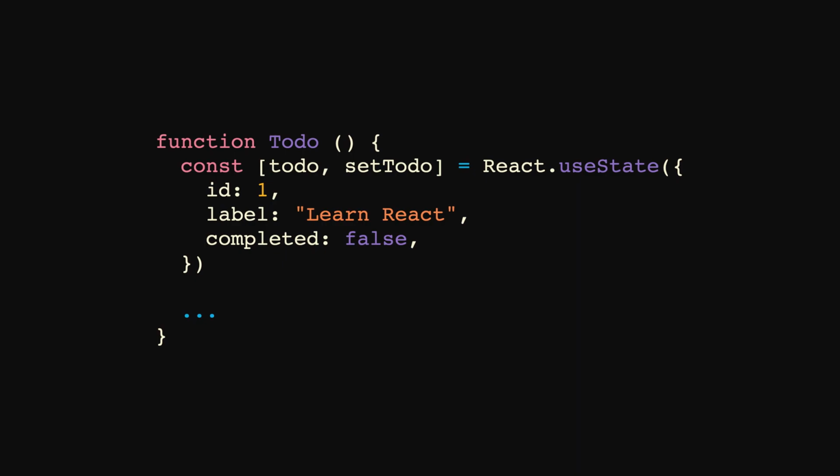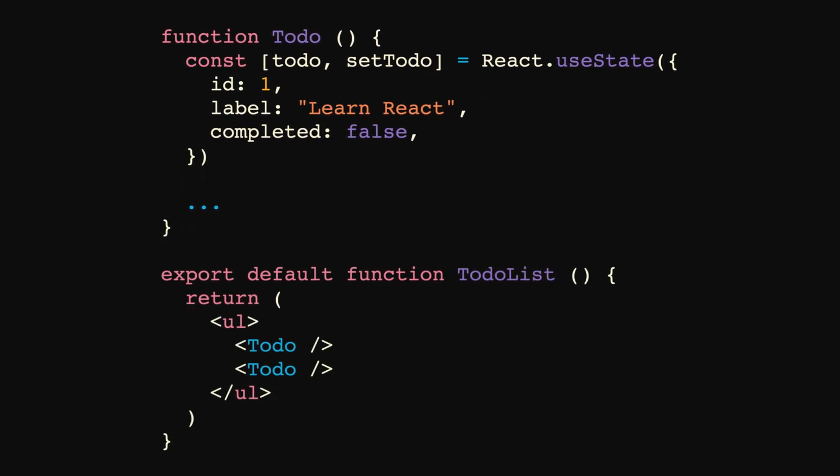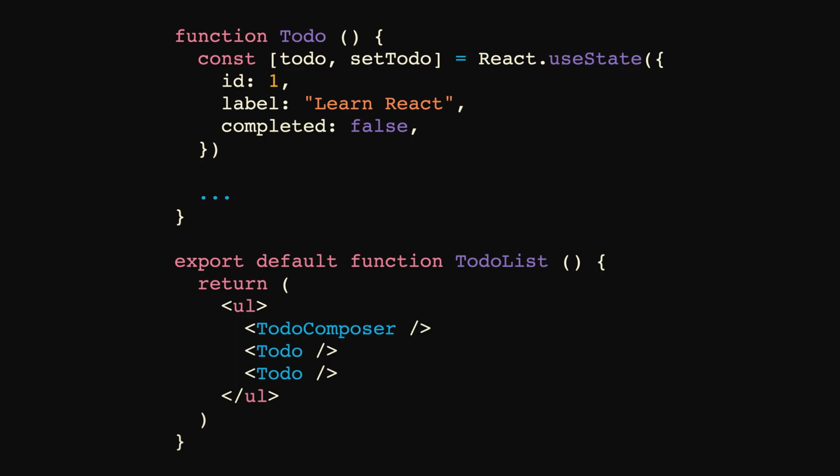With this architecture, how would you go about adding another to-do item? Your intuition might be to just render another to-do element. But now we have multiple to-do items with the same label and ID. And not only that, what happens when we want the user to be able to create their own to-do items? How do we make it so our to-do composer element can dynamically create new to-do elements?